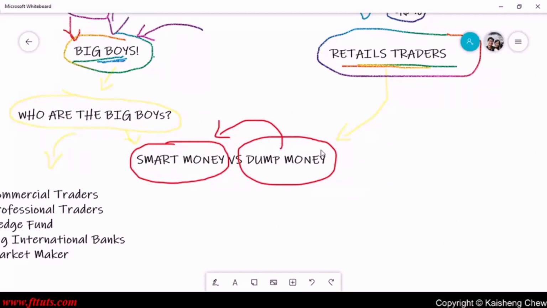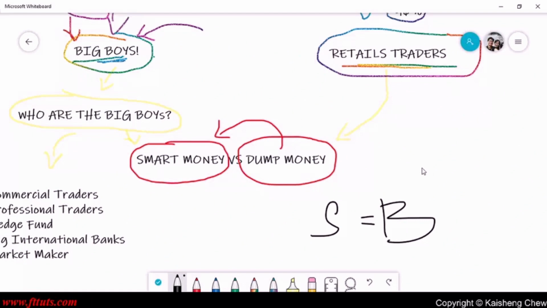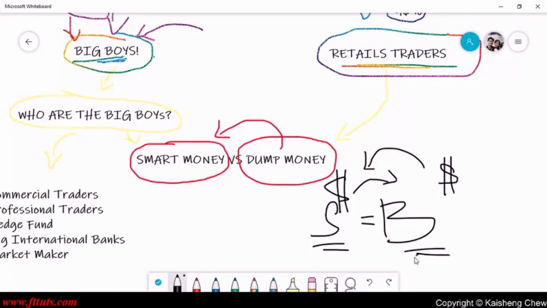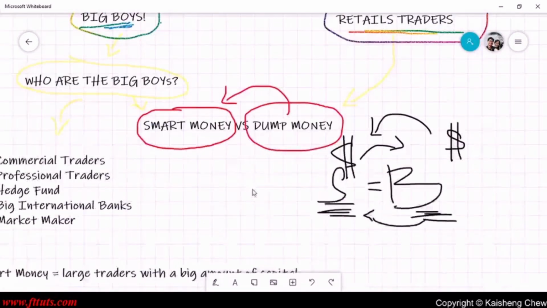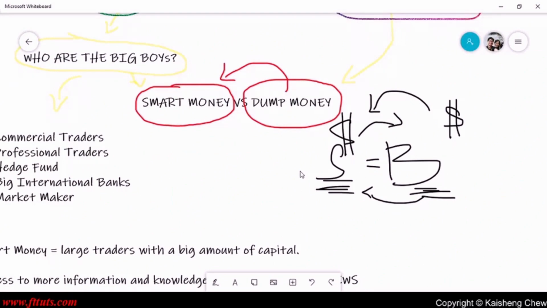So the dumb money keeps losing money. In this forex market, which is a zero sum game, we have a seller and a buyer. So the amount of money will be the same, okay. Seller gives to buyer, buyer gives to seller, like that. So there's no extra money in the market, but if someone is making money, someone else is losing money, okay. So if you are earning money, it means another person on the opposite side is losing the money.